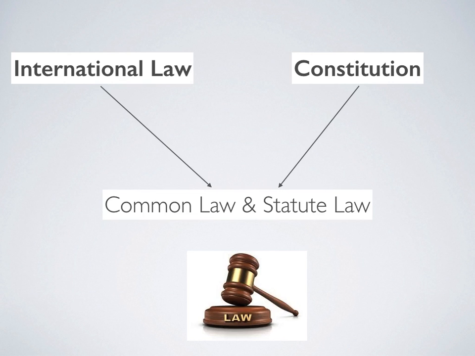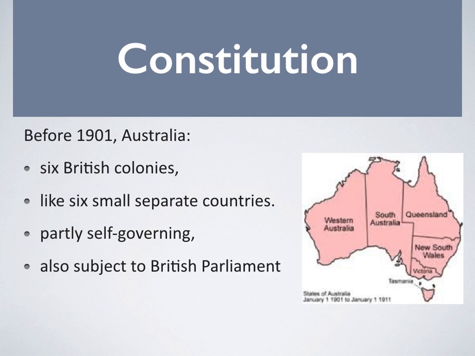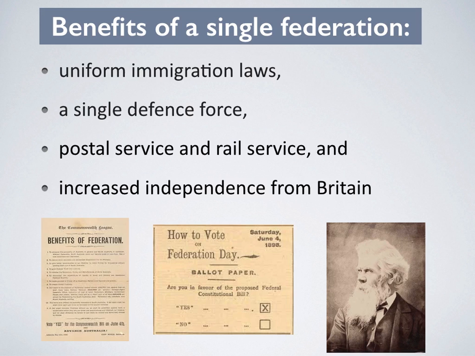So let's have a look at the Constitution. Before 1901, Australia was 6 British colonies, and we almost became, I guess, 6 separate countries, like a lot of other continents. And we were partly self-governing, but also subject to the British Parliament. At the time, people could see the benefits of a single federation or a single country, and that was mainly to do with uniform immigration laws, a single defence force rather than 6 separate defence forces, a postal service and a rail service, like a national postal service, and increased independence from England.